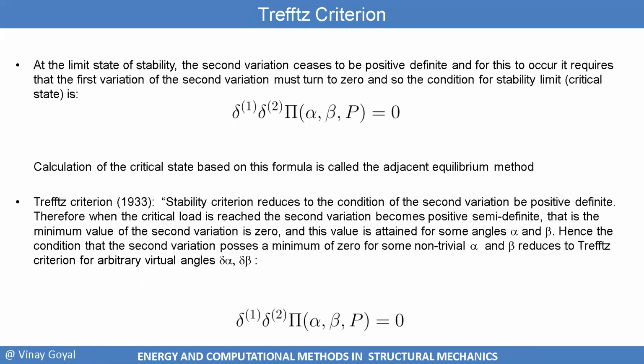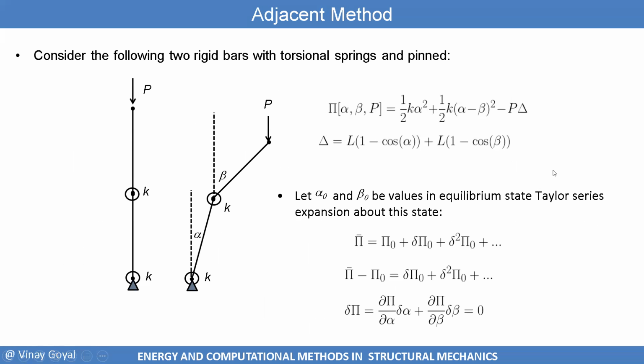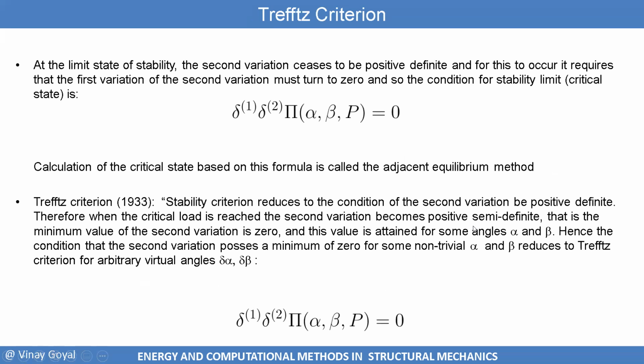So we're going to use the Trefftz criterion. What is the Trefftz criterion? The Trefftz criterion allows us to calculate the critical state based on a formula called the adjacent equilibrium method. That's the method I'm discussing now. It's called the adjacent method. And so what is that?